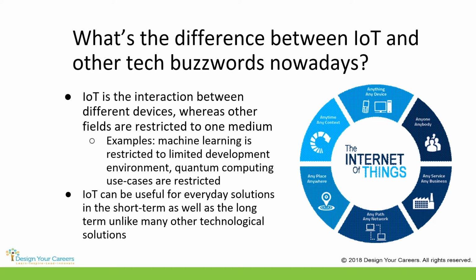Many misunderstood tech buzzwords are going around, such as machine learning. However, these are all limited, as they are restricted to limited development environments, as with quantum computing and so on. The use cases are extremely restricted. However, on the other side of the usability spectrum, IoT is full of solutions and has a broad range of possibilities. And as such, IoT is the answer to many everyday problems, unlike other rising technological solutions.